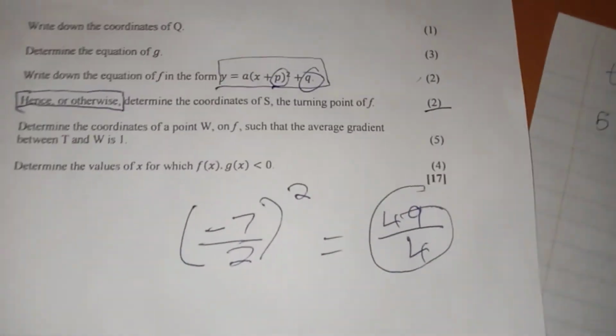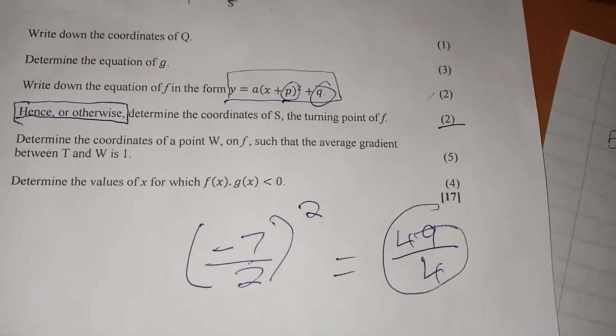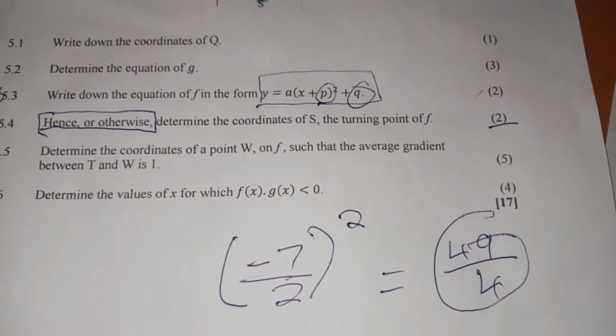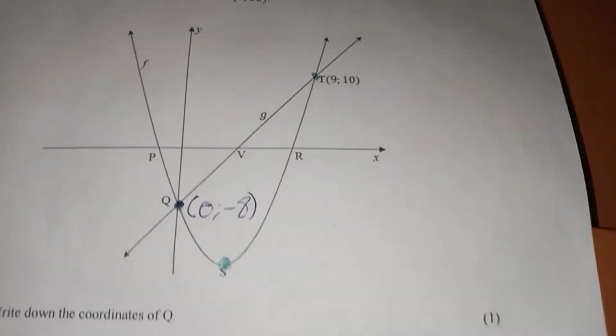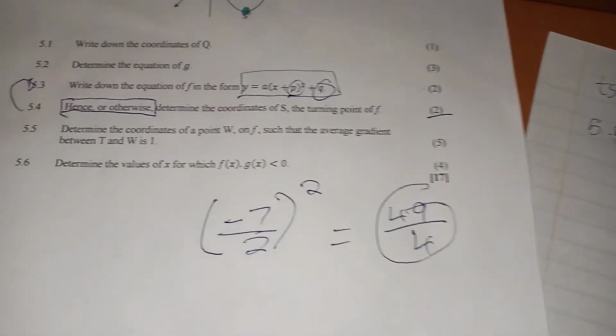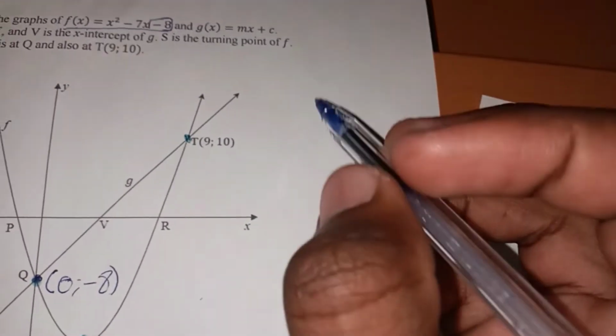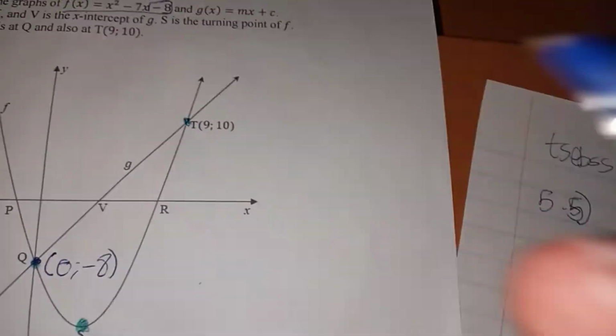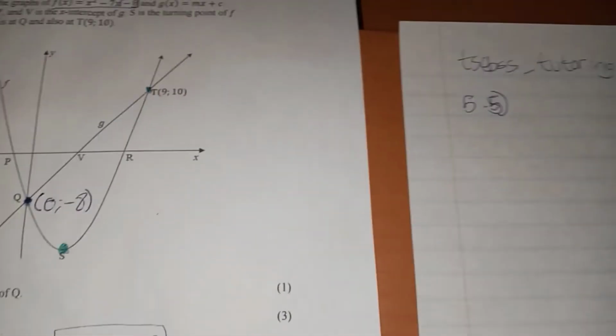But then 5.5 tells us that we must determine the coordinates of W, right? Which is a point on F, our graph of F, which is our parabola, right? Such that the average gradient between T and W is 1. So T is here, and then we have F, and they tell us that W is a point on F, right? So when they say the average gradient, it is basically what is known as M.